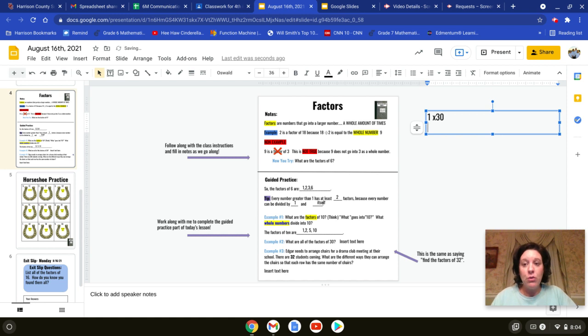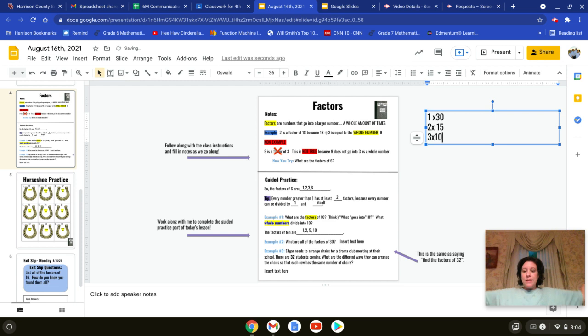Now we're going to try 2. Notice I'm going in order: 1, 2. 2 times a number gives me 30. Count by 2s. That gives me 2 times 15. Now I'm going to try 3. Notice I'm going in order: 1, 2, 3. 3 times 10 gives me 30.